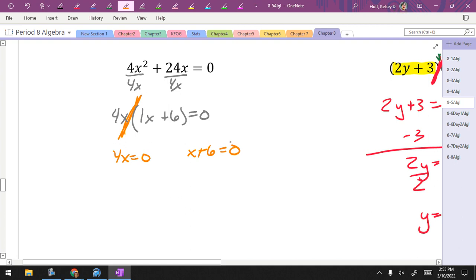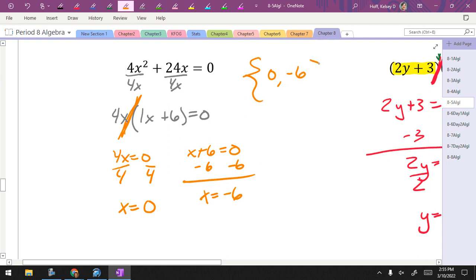How do I solve on the left? Divide by 4. 0 divided by 4, 0. x plus 6 equals 0. I subtract 6. x equals negative 6. Nope, order does not matter. Good question. As long as you have the comma in there, you're totally fine.